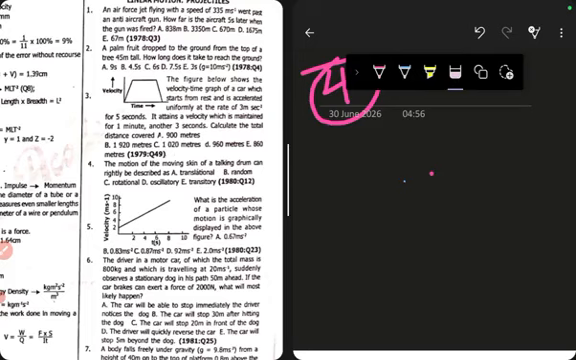Now, next question is question 5. Question 5 says, what is the acceleration of a particle whose motion is graphically displayed in the above figure? Now, I told you what a distance time graph is, right? This is a velocity time graph, not a distance time graph.